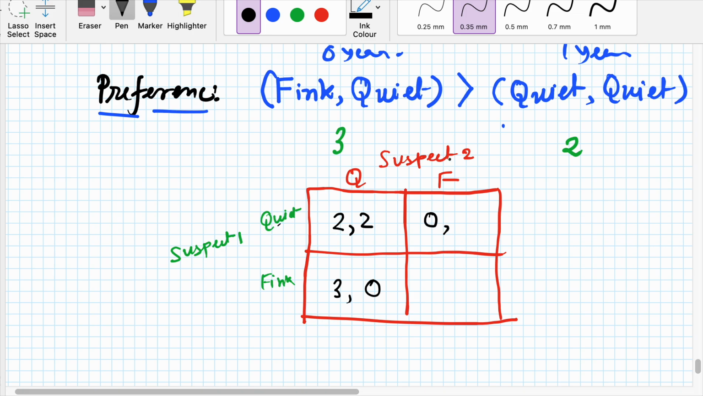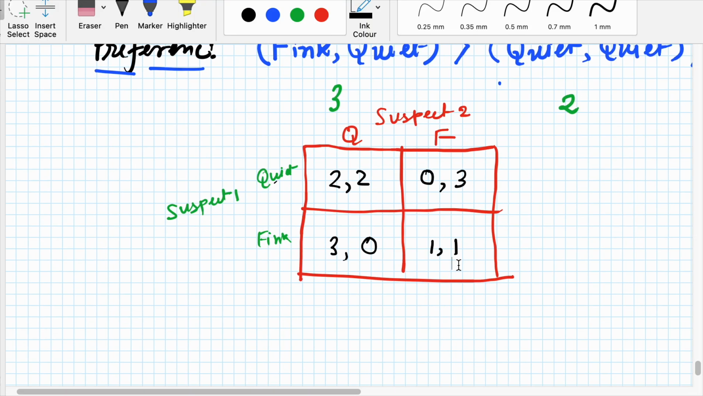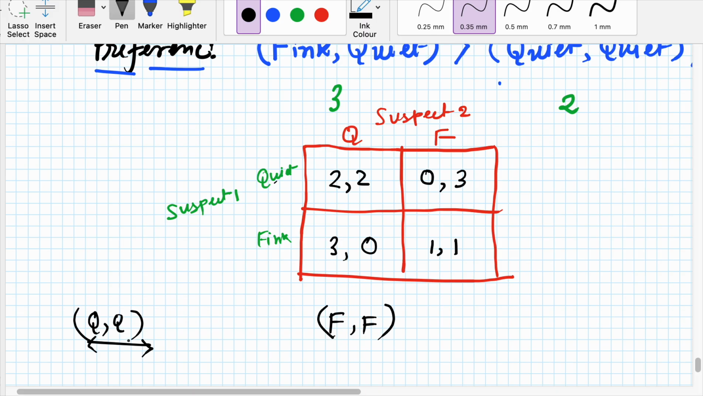And from suspect 2's perspective, he thinks but the other remains quiet, so this is most preferred, 3, and both of them fink, that means 1 1. Now this is the situation. Here you can obviously see that if both choose quiet, that will give them a more preferred outcome than if both of them fink. However, in this situation, everyone has an incentive to deviate and adopt fink.